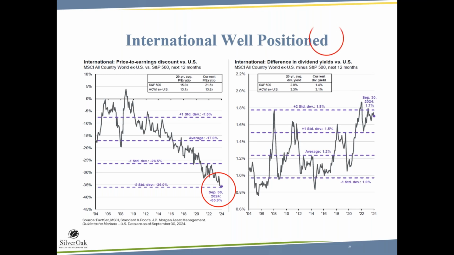Now, on the right, what we're looking at is the differential between dividend yield in the US versus international, and this is at a 1.7% premium. If you actually look at the current dividend yield, the S&P is at 1.4%, and the international dividend is at 3.1%. So again, a little more than double what we're seeing in the US.